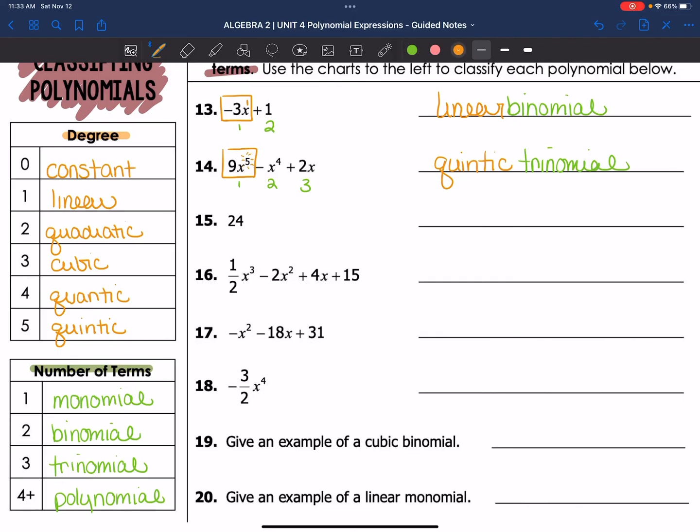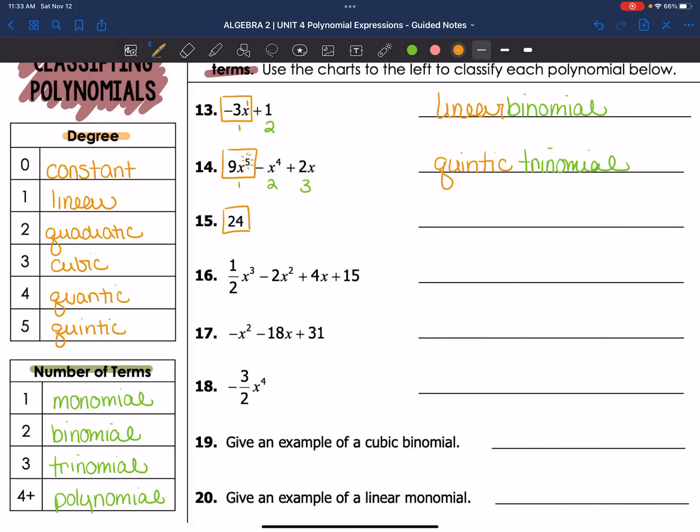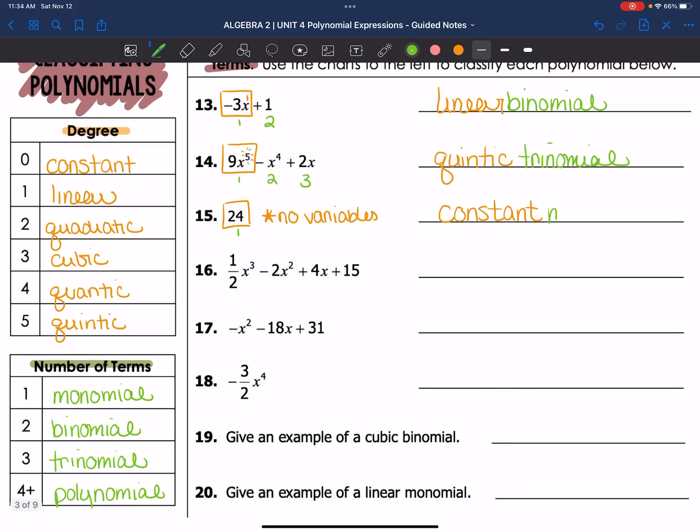All right, well, this one is kind of interesting because we only have 1 term and there are no variables. So what that means is that because there are no variables, the degree is 0, so this is a constant. This is a constant, no power, no degree at all. And there is only the 1 term, so it is a constant monomial.